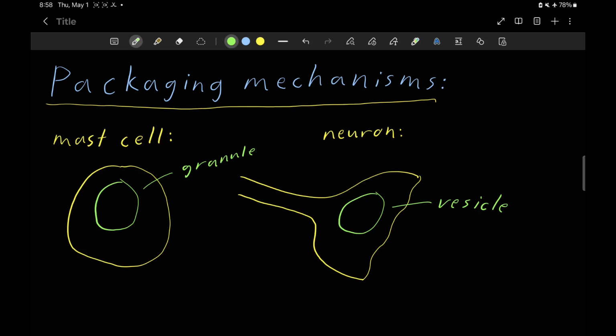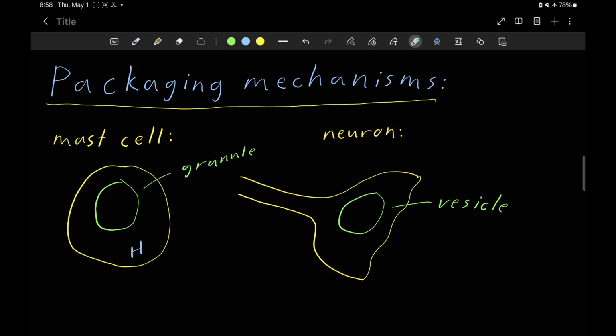So different messenger molecules can be stored in a variety of different cells. For example, some messenger molecules like histamine, right? They can be stored in mast cells. So you have histamine, but then once histamine is produced, it must somehow be transferred into this little green circle here we call the granule, and it's stored in the granule until it eventually needs to get released.